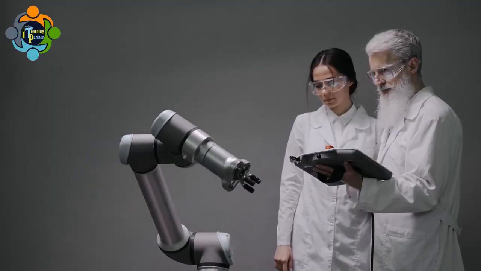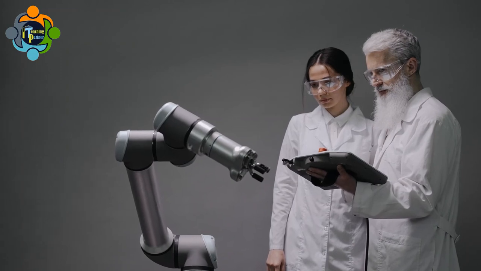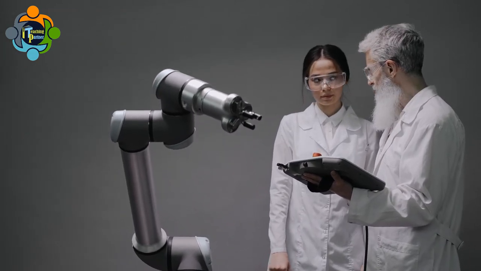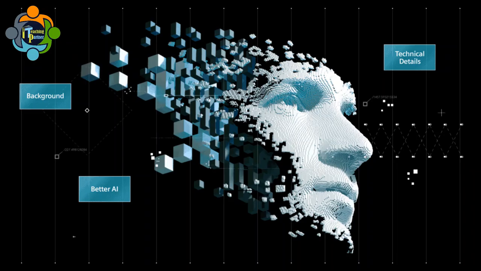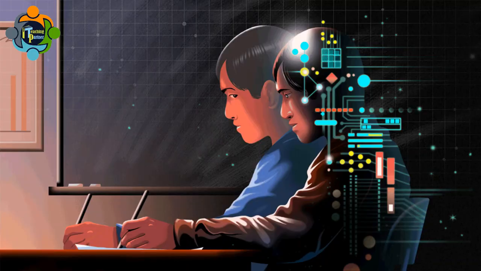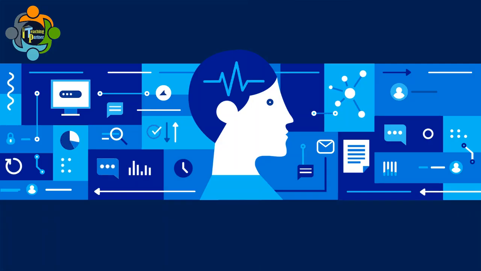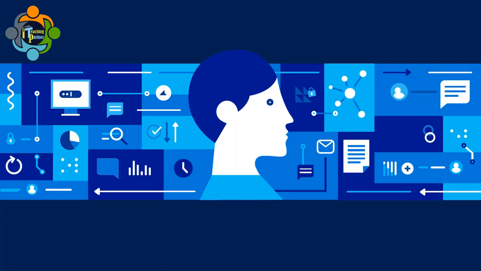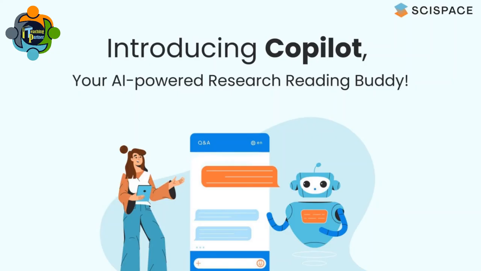Artificial intelligence can make this process easier and more productive by automating various tasks such as literature searching, data analysis, and report generation. AI can quickly go through a large volume of research papers and identify the most relevant and important ones. In this video, I'm going to share one magical app that will make your teaching research easier. This tool is called Scispace Co-Pilot.